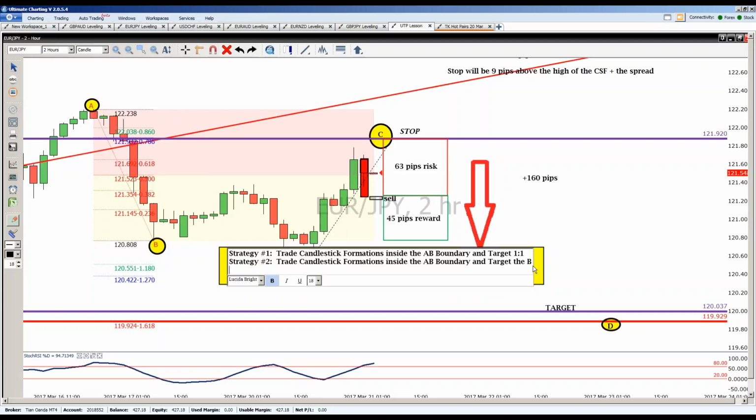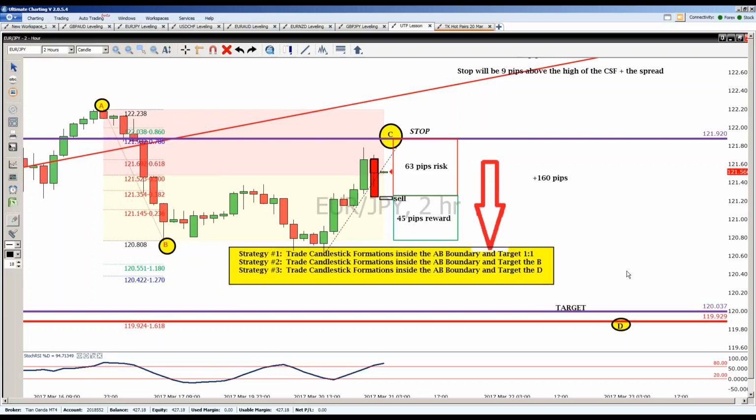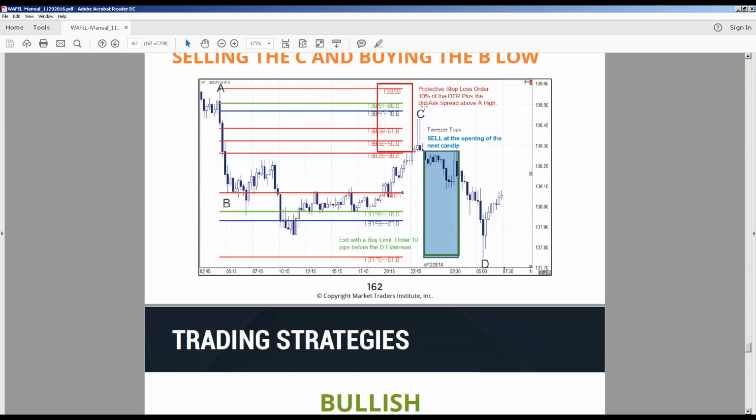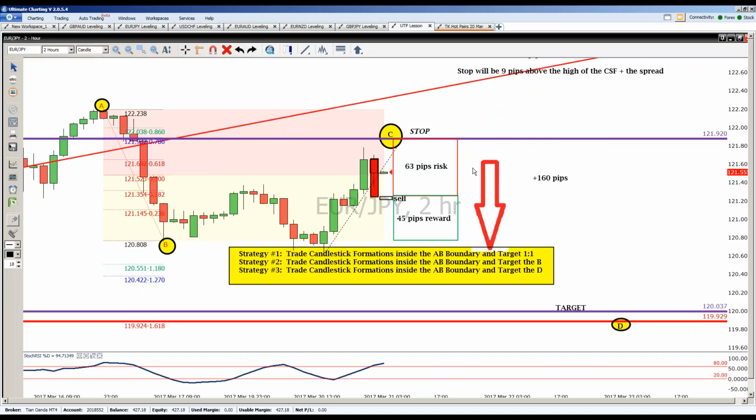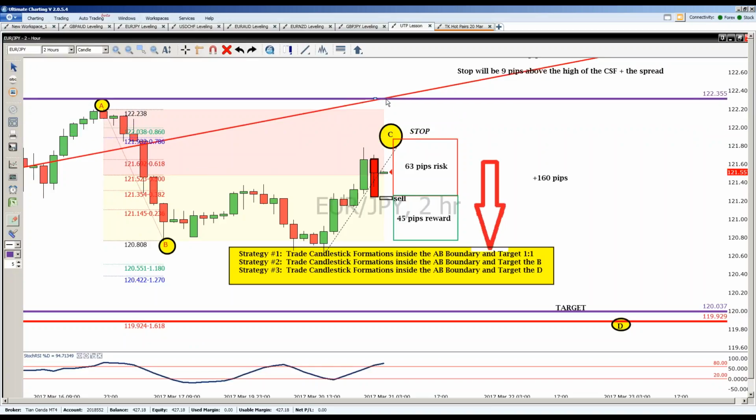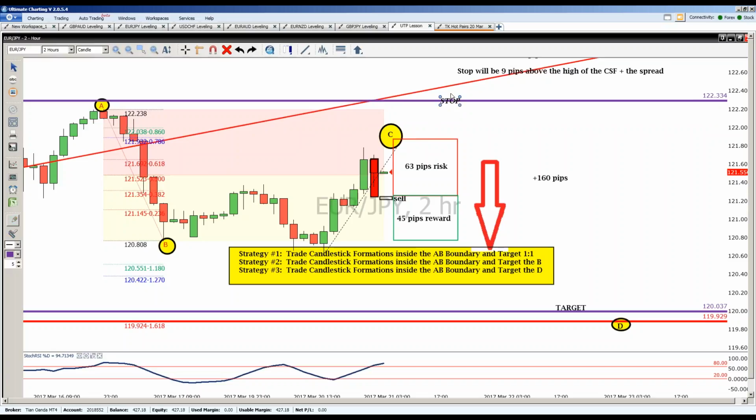And strategy number 3 is about trading candlestick formations inside the AB boundary and targeting the D. Right. But now I'm going to place my stop beyond the A. The A is at 122.23, and that stop needs to be 10% of the daily trading range above the A. Now we know the daily trading range is 90 pips, so 10% of that is going to be 9 pips, plus the spread is going to be 10 pips, so 10 pips above the A is going to be 122.33. There we go, so that will be the stop.